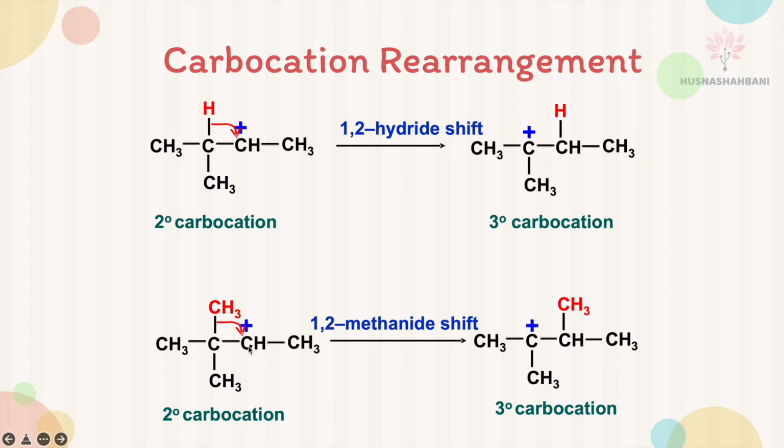Same goes for this one. If you focus on this carbocation, this is a secondary carbocation because 2 alkyl groups, 2 carbons, are attached to this carbon. If we do the 1,2 methanide shift, this methanide shifts to the carbocation position, and the carbocation position shifts to this position, and it becomes a tertiary carbocation. A tertiary carbocation is more stable than a secondary carbocation. So we have to do this 1,2 methanide shift to achieve the more stable carbocation.